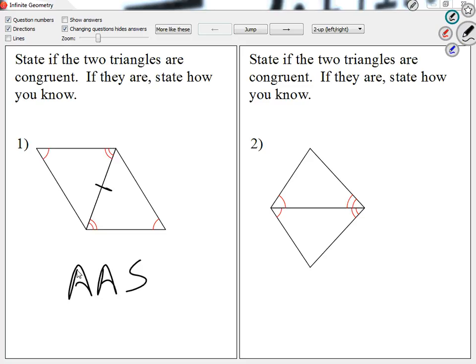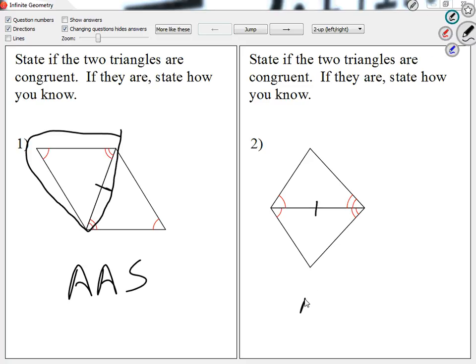Angle, angle, side. If we look at one triangle, let me focus on that triangle. We know we have 2 angles, so for sure there's 2 A's. What we can ask ourselves is, is the side between the angles? Because it's not, then don't put the S in between the angles. Put it at the end. Looking at question number 2, we can mark that side, right, because they both share it. Are those two congruent, and if they are, state how you know.